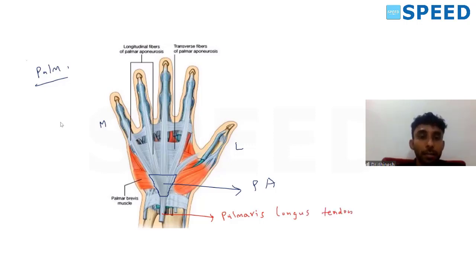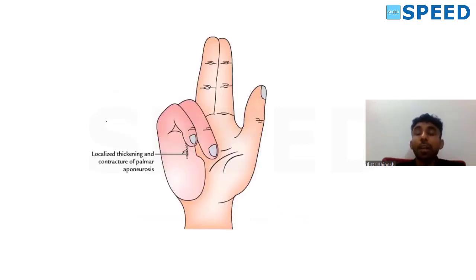Fine. And one more important thing about the palmar aponeurosis: you are able to see it is the continuation of palmaris longus tendon, I told you. If there is inflammation, otherwise you can say if there is thickening and contracture, which is due to inflammation of the palmar aponeurosis, it will lead to one clinical deformity called as, anybody, any idea?